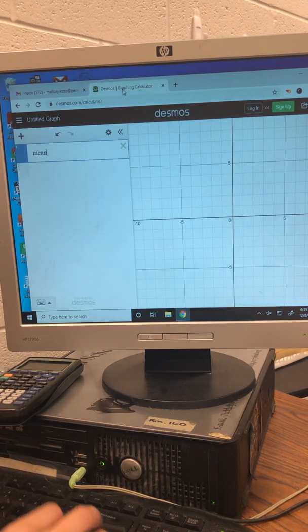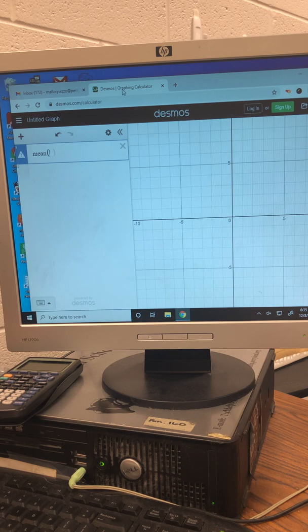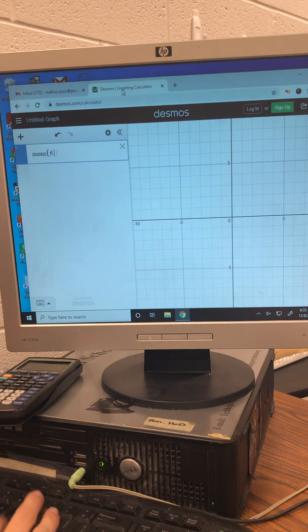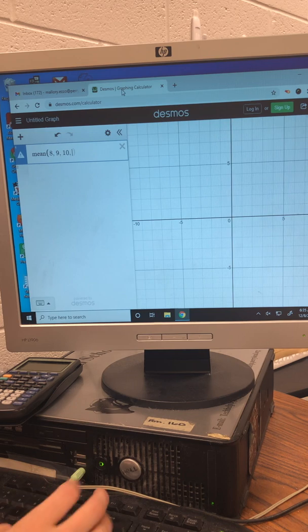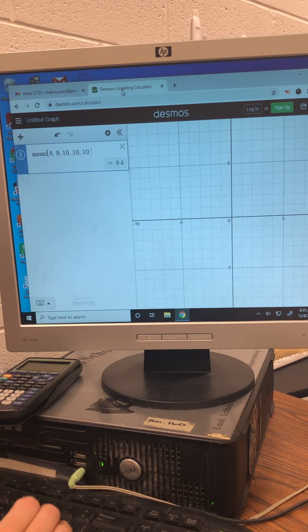So I'm going to show you how to find the mean and median on Desmos. First, type in the word mean, and then in parentheses, you're going to write out all these numbers as they appear on the paper. So in this first question, I'm going to write down all the numbers, and I'm going to include the commas.